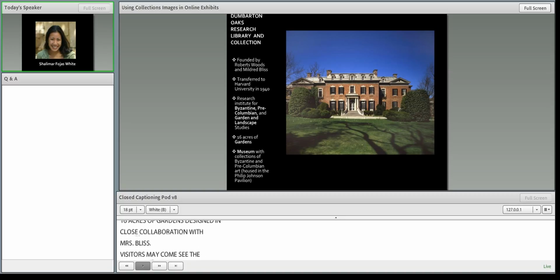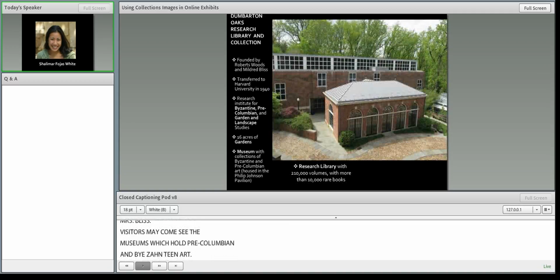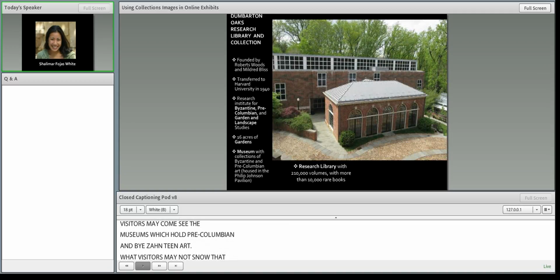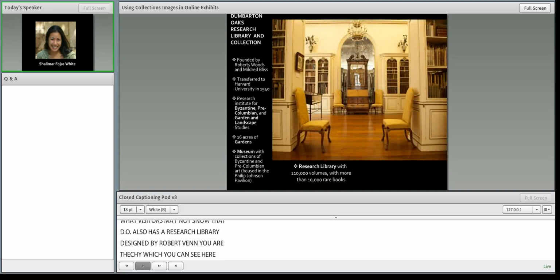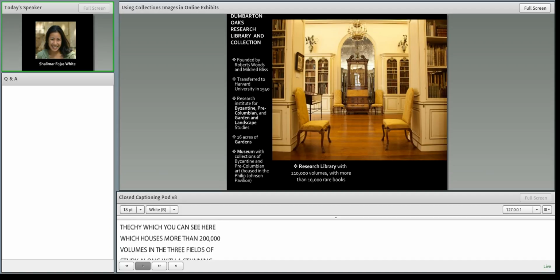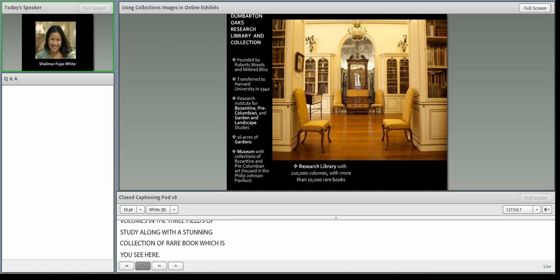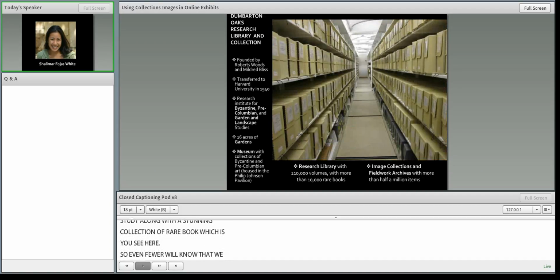What visitors may not know is that DO also has a research library designed by Robert Venturi, which you can see here, which houses more than 200,000 volumes in those 3 fields of study, along with a stunning collection of rare books, which you see here. Even fewer will know that we also have extensive image collections and fieldwork archives, or ICFA, which is an acronym that I'll be bandying about the entire webinar.